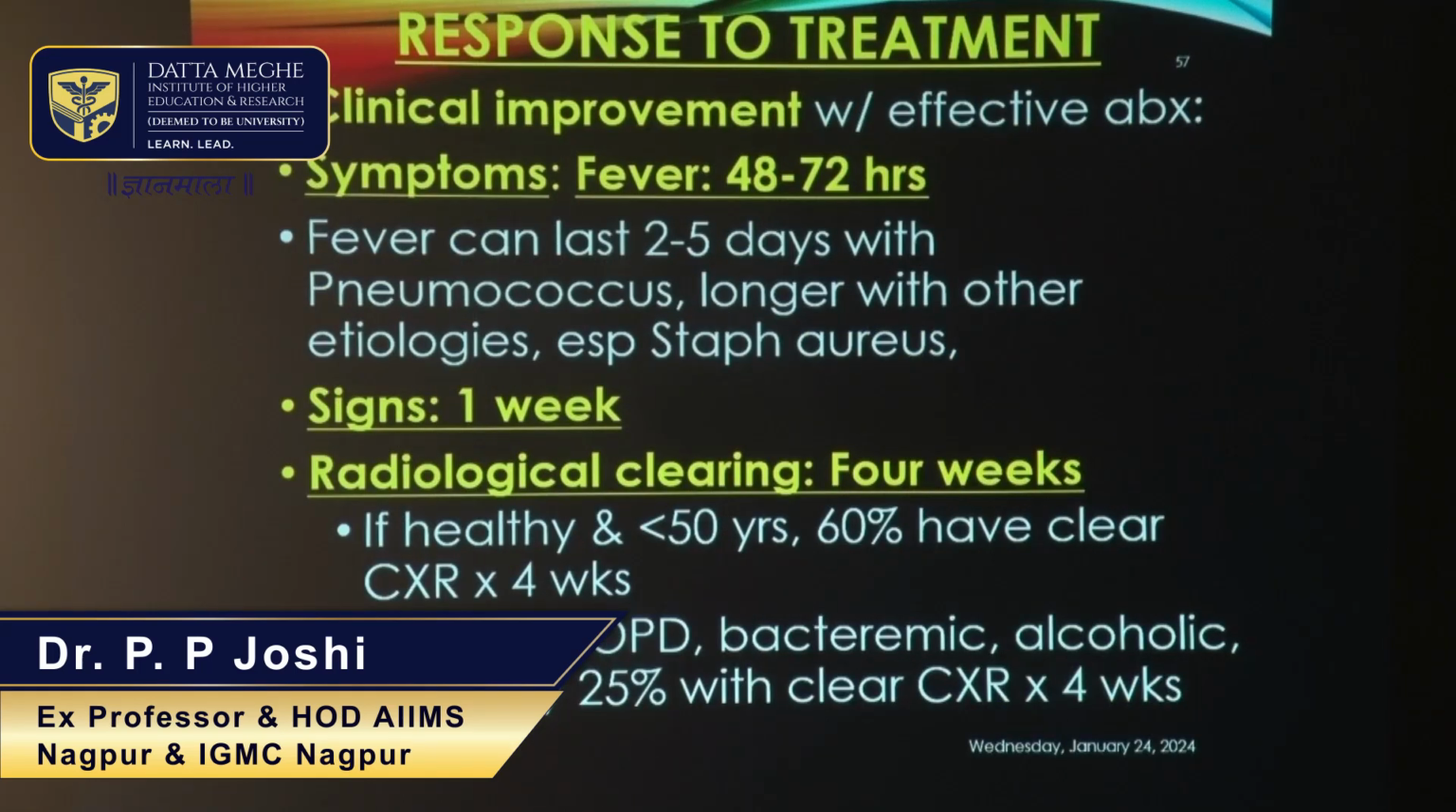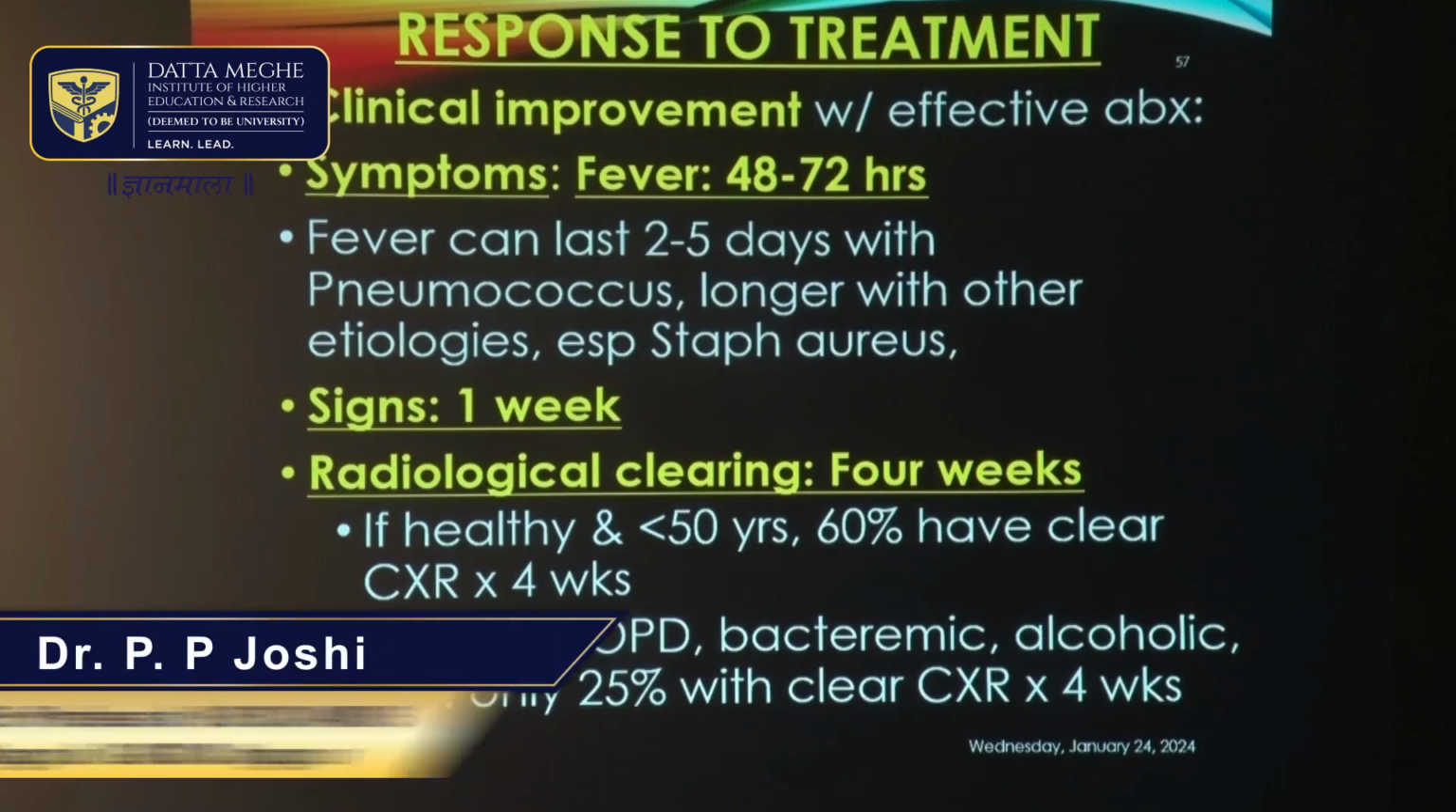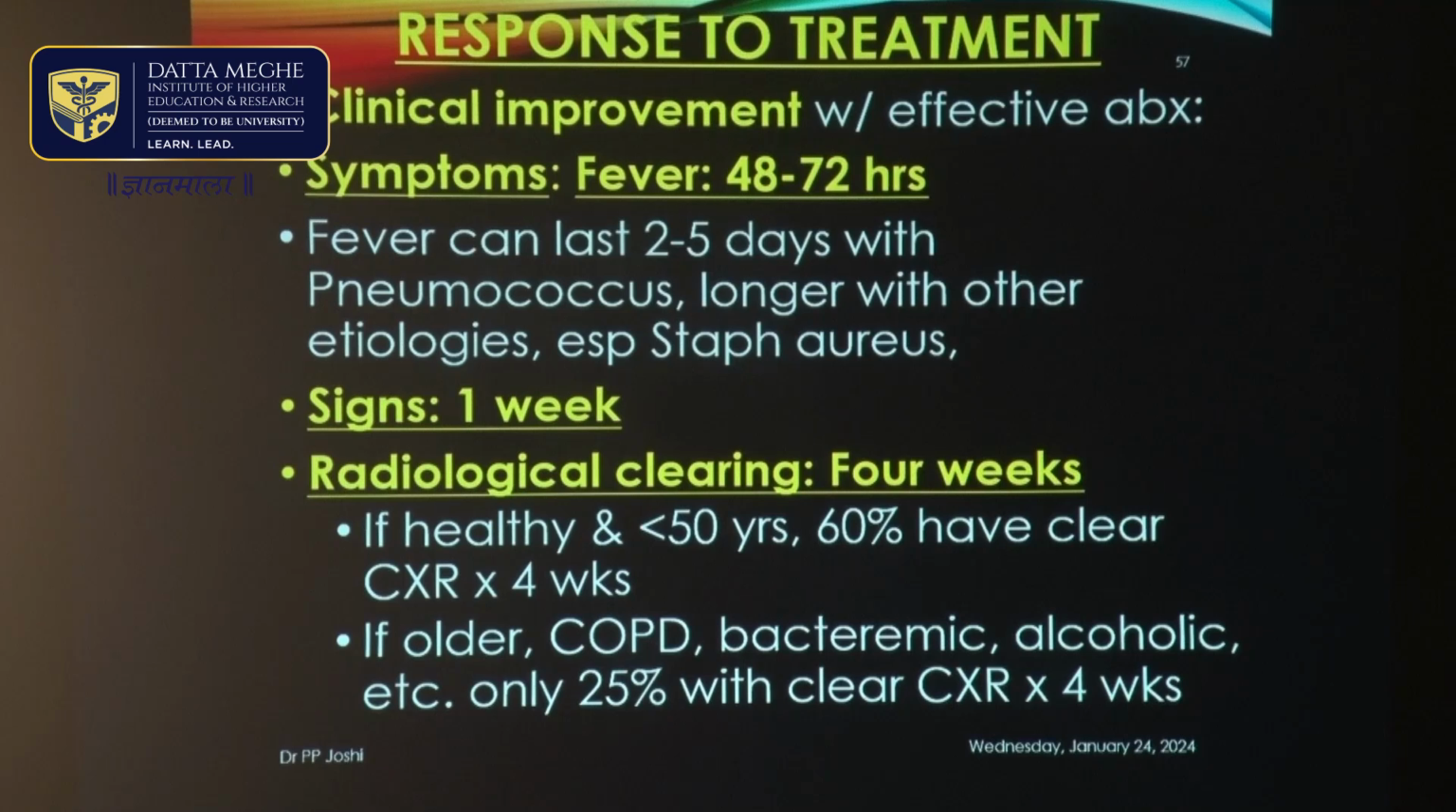So, response to treatment in community acquired lobar pneumonia: clinical improvement, that is, fever becomes less in 48 to 72 hours, though it can sometimes take longer, but usually it settles down in 48 to 72 hours after starting antibiotics. The chest signs which are classical of lobar pneumonia may take about 1 week to disappear, but it's important to understand that the X-ray will take a much longer time to settle, and in patients it might be 4 to 6 weeks before the chest X-ray is totally cleared.